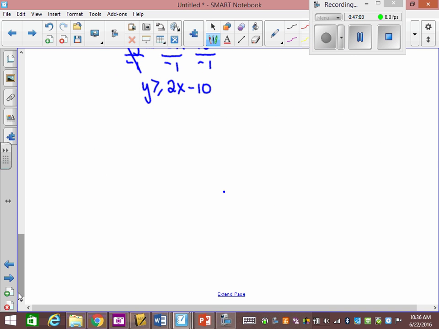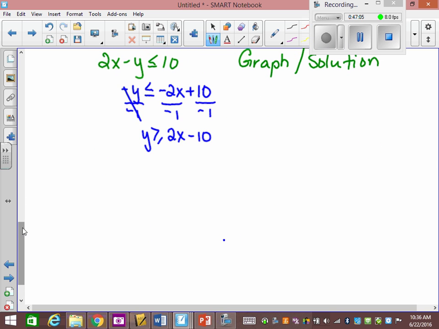What do we have to remember? Dotted or solid? Always, when it's a quadratic or a linear inequality, is our line going to be dotted or solid? Okay, 1, 2, 3, 4, 5, 6, 7, 8, 9, 10 is my y-intercept. Up to right 1. Up to right 1. Up to right 1. This is a really accurate graph.